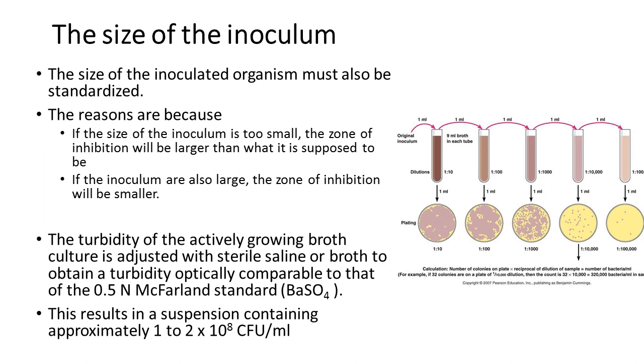We are comparing our organism suspension with the McFarland standard. After comparing, the turbidity should be the same. That means the suspension contains 1 to 2 times 10 to the power 8 colony forming units per ml. When we consider 1 ml of the suspension, it contains 1 to 2 times 10 to the power 8 colony forming units.